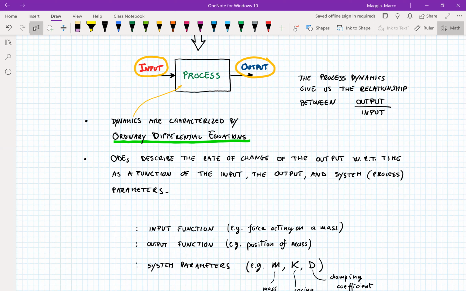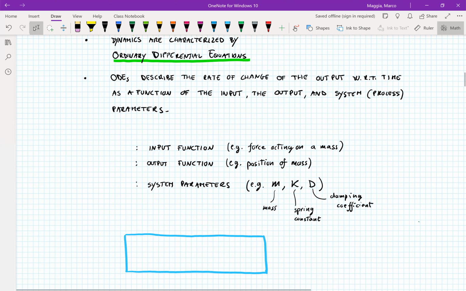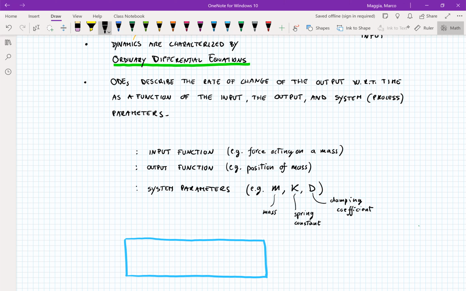All right, so first of all, what are ordinary differential equations? Ordinary differential equations are equations that describe the rate of change of the output with respect to time as a function of the input, the output itself, and some parameters that describe the system. What does that mean, practically speaking? All right, let's take a look.